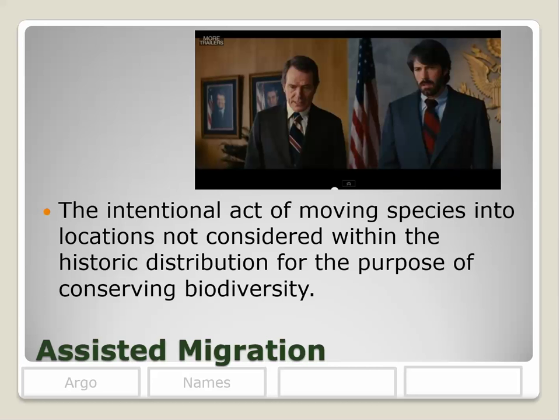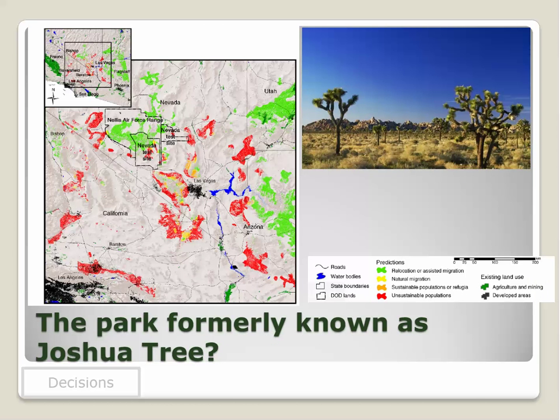And so people have suggested this idea of assisted migration, the intentional act of moving species into locations not considered within their historic distribution for the purpose of conserving biological diversity. And this comes to the fore in places like Joshua Tree National Park, where I'm not going to go into it in great detail, but the green areas represent areas where Joshua Tree is projected to thrive at the end of the century, but isn't currently. Red are places where it is currently and expected not to be in the future.